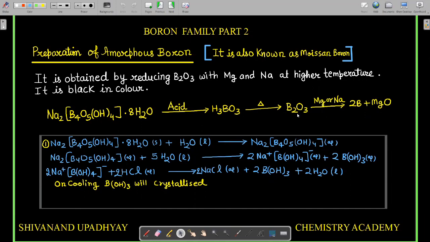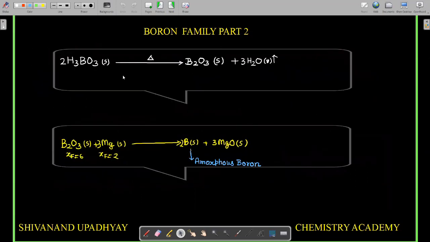And now this B2O3 is treated with magnesium. So it is a redox reaction. Boron will reduce and magnesium will oxidize, or in place of magnesium, sodium can also be used. So this is explained here. Boric acid on heating will form B2O3 solid and water vapors will be removed. And this B2O3 when treated with magnesium, it will form boron and magnesium oxide.